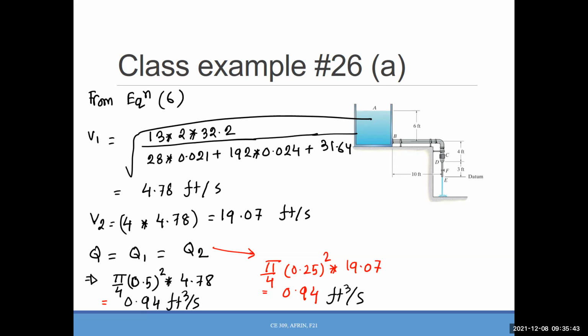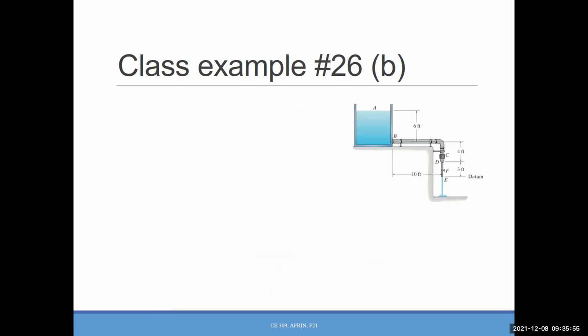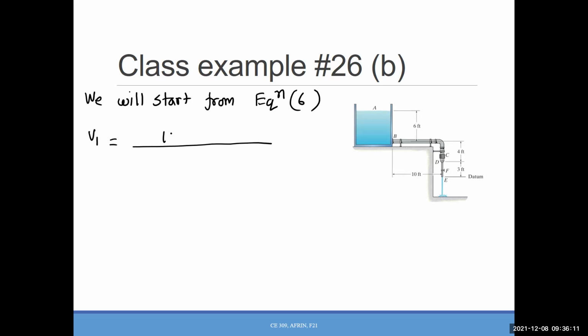What we will do for part B, we don't know the friction factors, right? So we will start from equation 6. So equation 6 was V1 equals to 13 to 32.2.